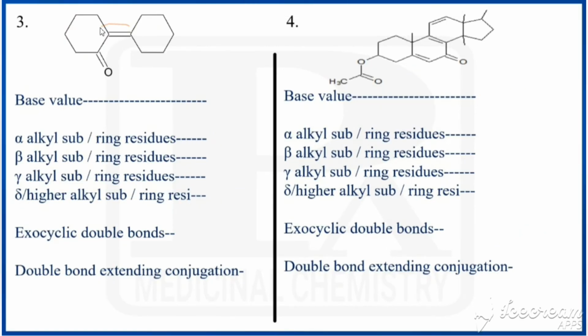For this, the parent is the enone, that is, alpha beta unsaturated ketone. This is alpha, this is beta. So what is the base value? The ketone is present in a 6-membered cycle. So it's a 6-membered cyclic alpha beta unsaturated ketone. So its base value would be 215 nanometer.